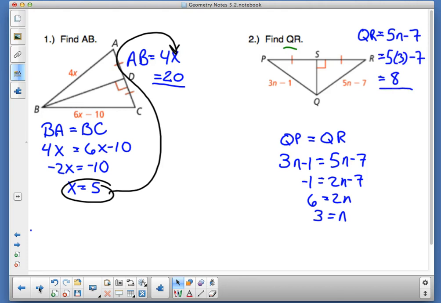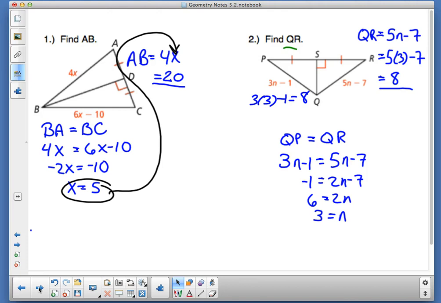But you know something? I said that QR and QP were equal. I found QR. Well, if I put in 3 over here, 3 times 3 minus 1, that is also 8. It's a nice little check. I just checked my work. I don't need to talk to the instructor or anybody else. I know I'm right because both of them were set equal to each other, and my final answer for the variable allows me to find that they are actually both equal. Okay? Now that's perpendicular bisector.